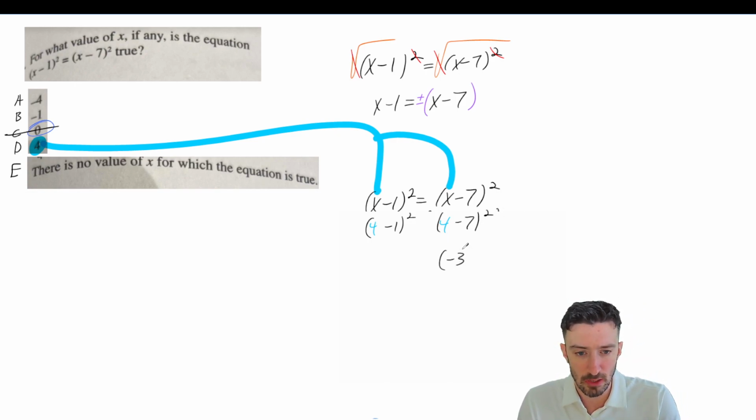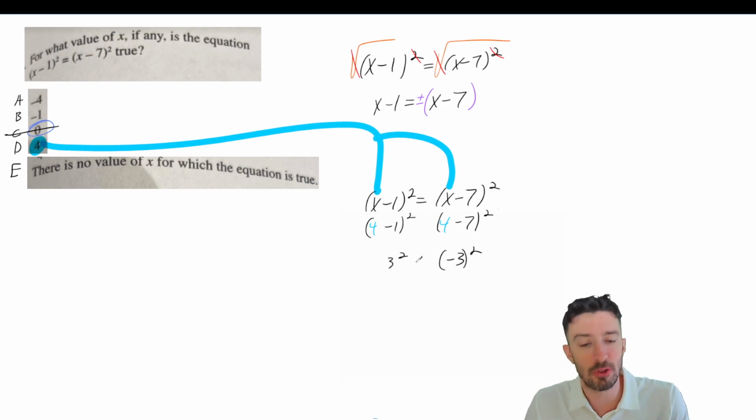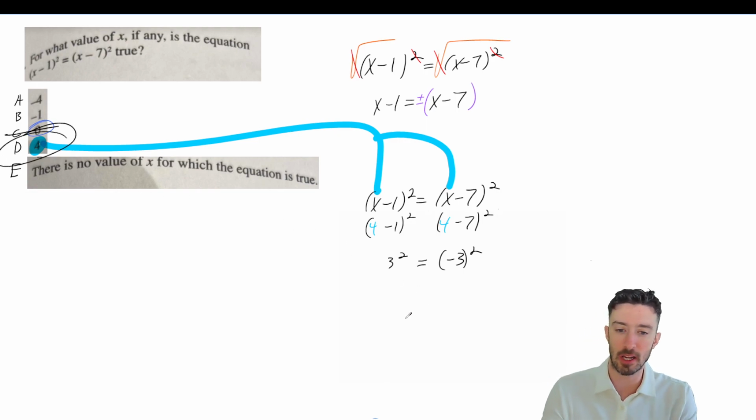Okay, so this one gets you (−3)², and this one gets you 3² and (−3)². Those will end up being the same thing, so that is our answer right there.